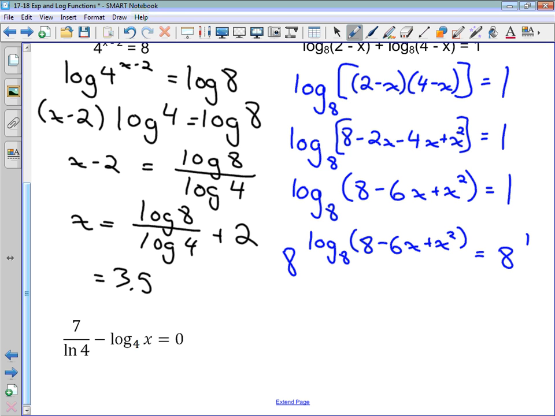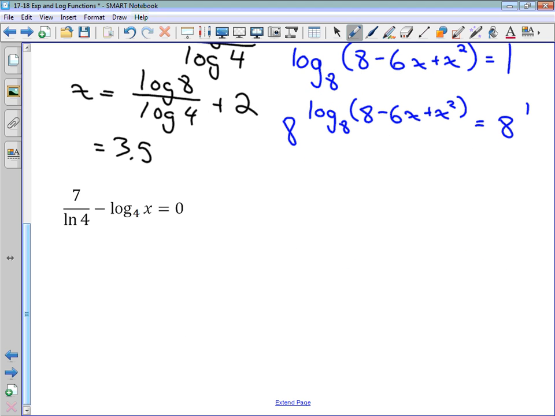Okay. Now, on that left-hand side, the base 8 exponent thing cancels with the log to the base 8 thing, and we're left with just 8 minus 6x plus x squared equals 8.